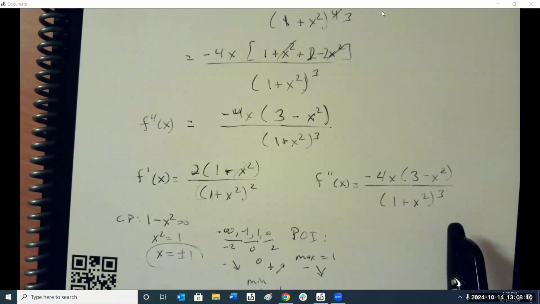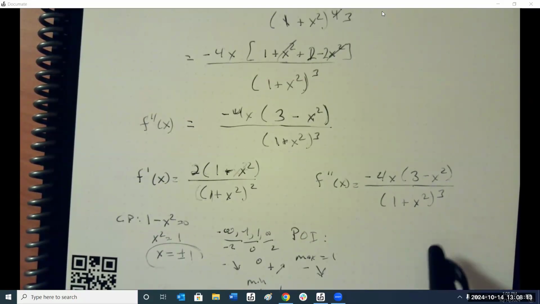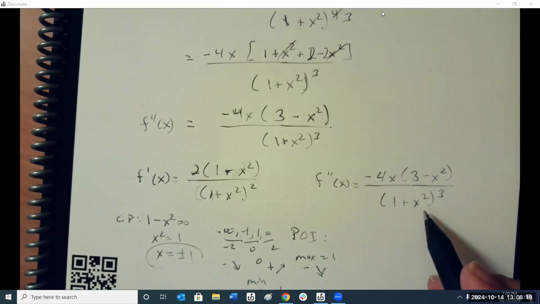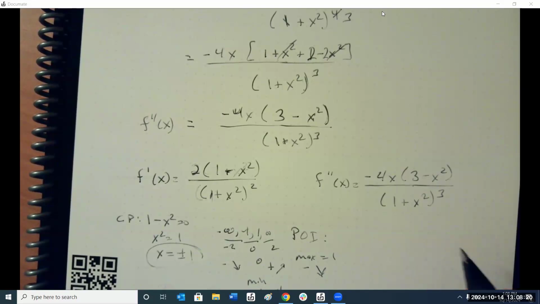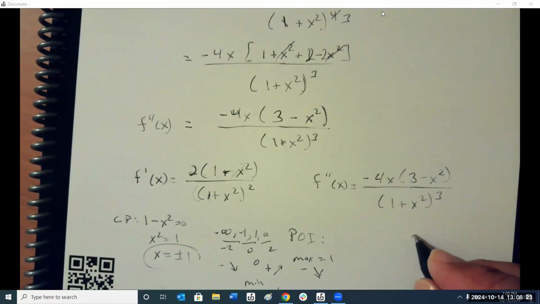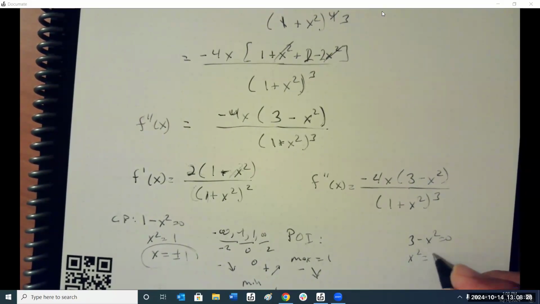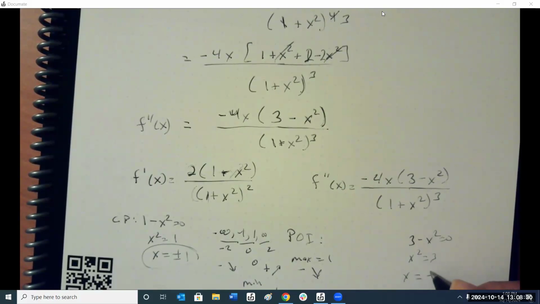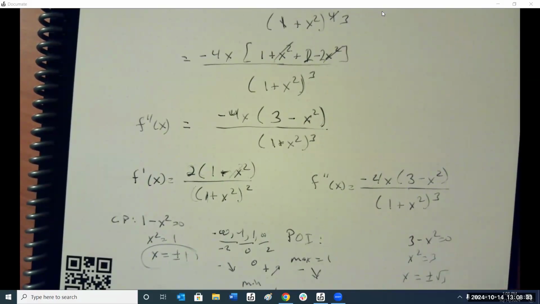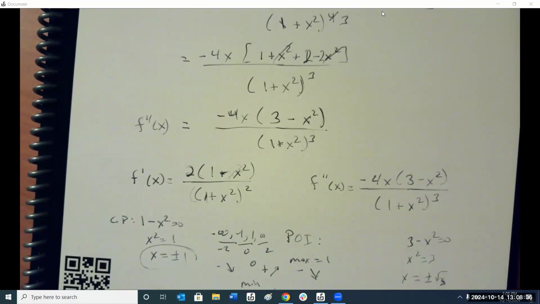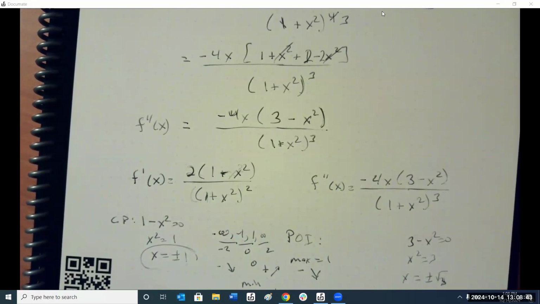So now we have here, the bottom cannot be 0, so there's no asymptotes. Set 3 minus x squared equal to 0. So x equals plus or minus square root of 3 for the point of inflection. There's two of them. There's a point of inflection at negative radical 3, and there's a point of inflection at positive radical 3.